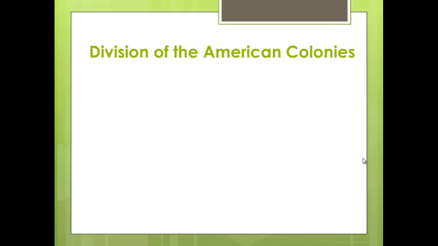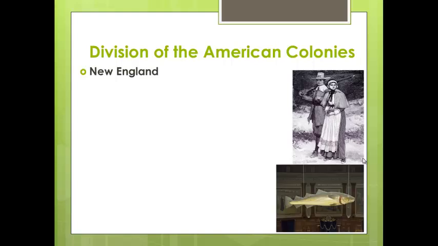Okay, let's talk about the division of American colonies. There are three different regions we need to know. In New England, which is in the north, many people would go to New England for religious freedom, and the predominant industry was shipbuilding and fishing as well.